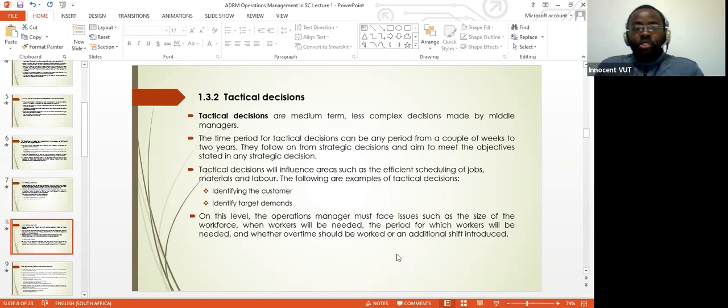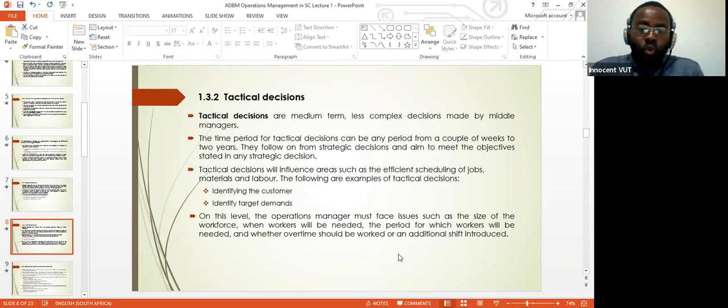Right, from strategic decisions, we have tactical decisions. Tactical decisions are medium-term, less complex decisions made by middle managers. So strategic decisions are made by top level managers, and then tactical decisions are made by middle managers, and they are medium-term decisions, and they are less complex compared to strategic decisions.